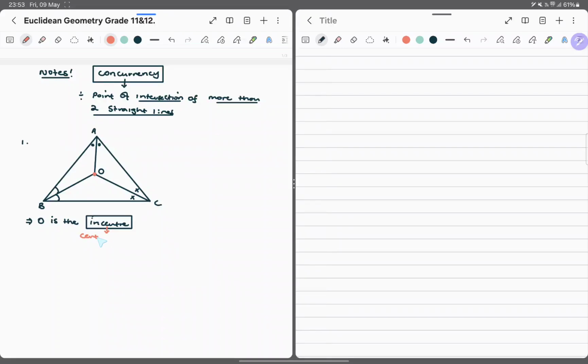But now, what do we understand about this word incenter? This is the center of an inscribed circle in a triangle. Perhaps we can say that. Inscribed circle in a triangle. So this is an incenter.